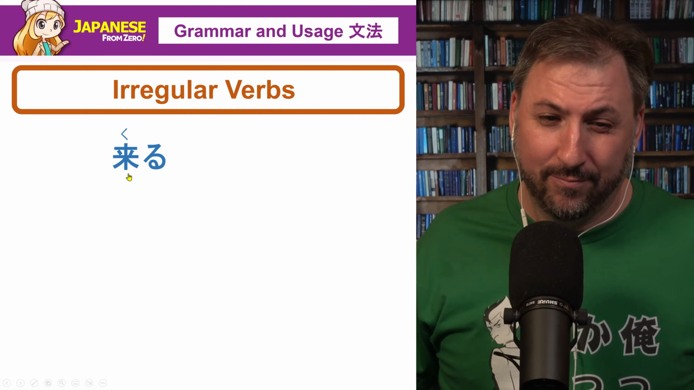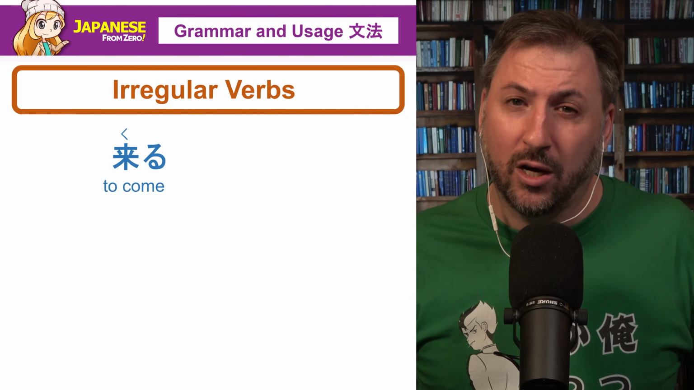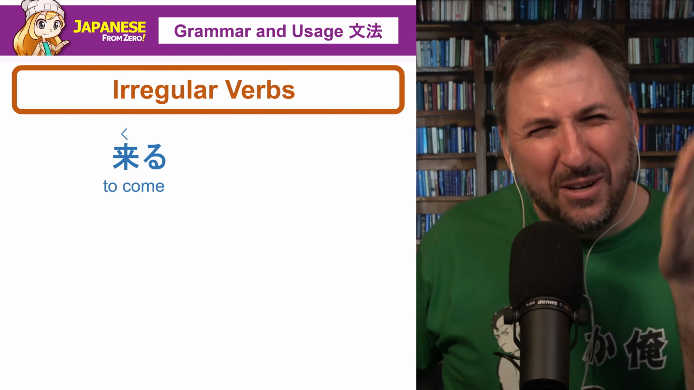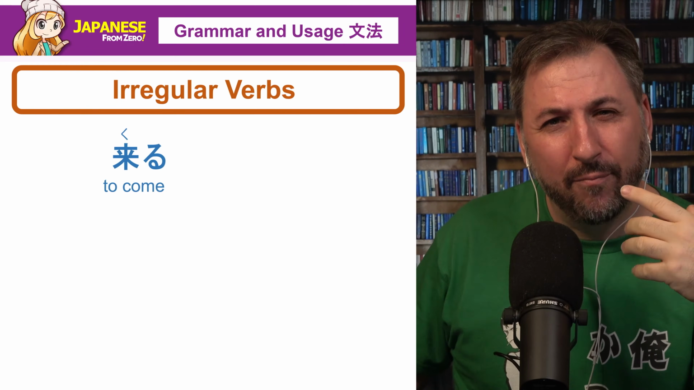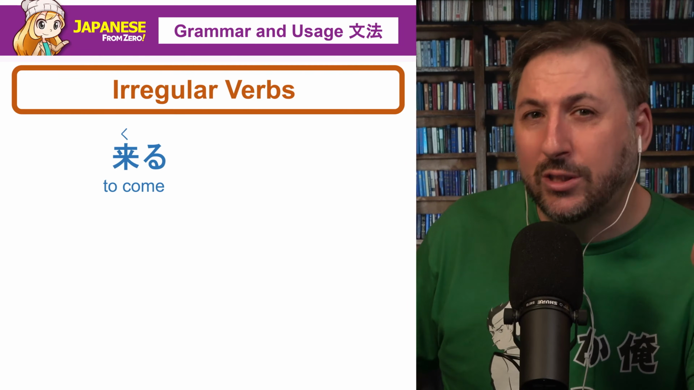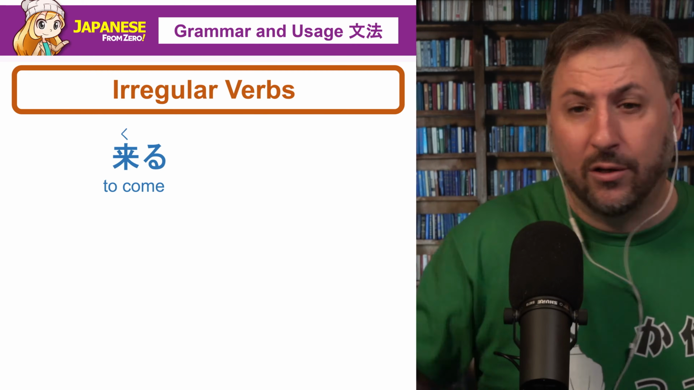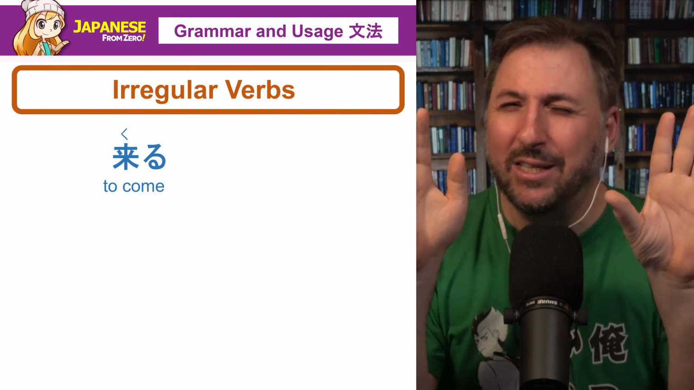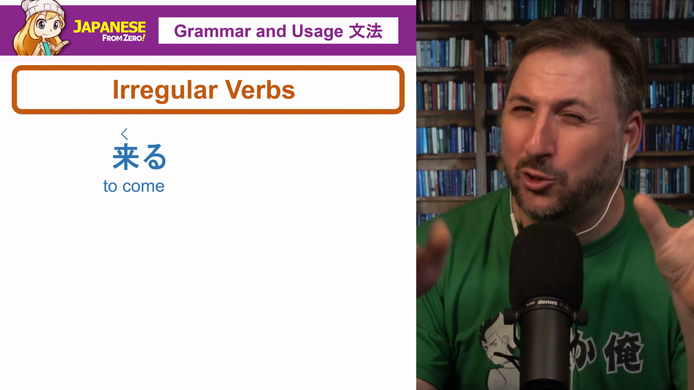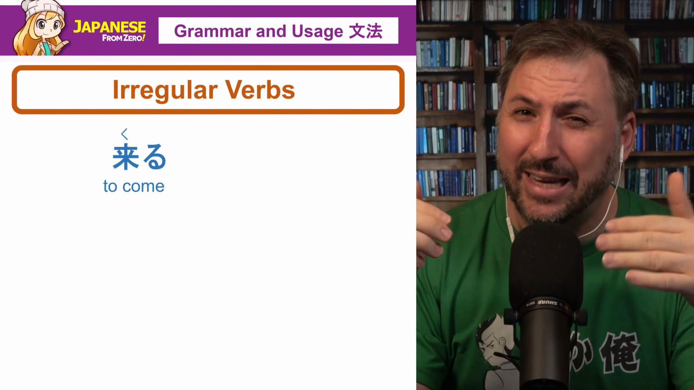Kuru, which means what? To come. But how do you say the way to come? Like, he doesn't know how to come here. How would you say that? It's not dropping a ru. It really is all about how do you make the masu form and then drop the masu. If you know how to get to the masu form, you get there. Basically, you take the i stem.